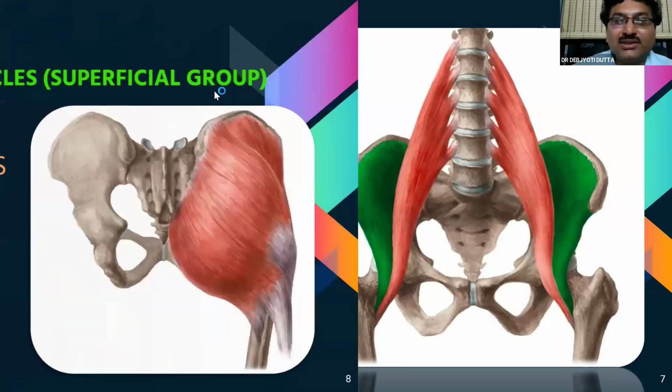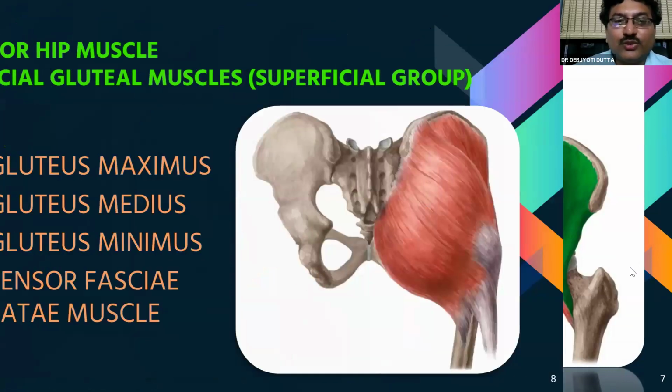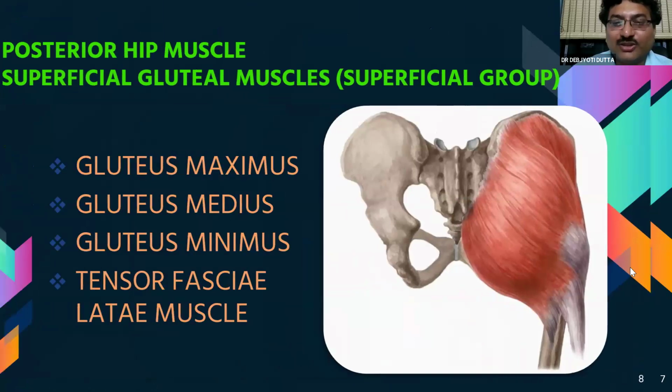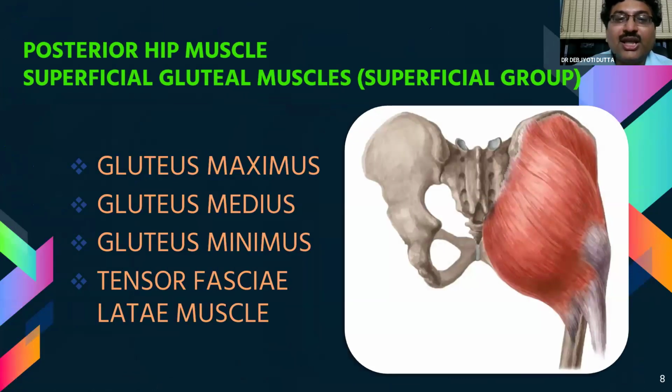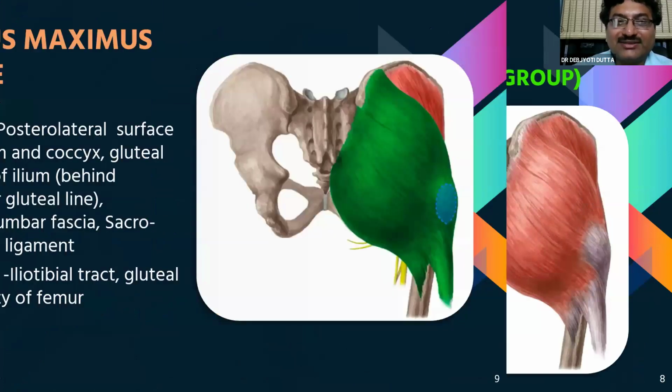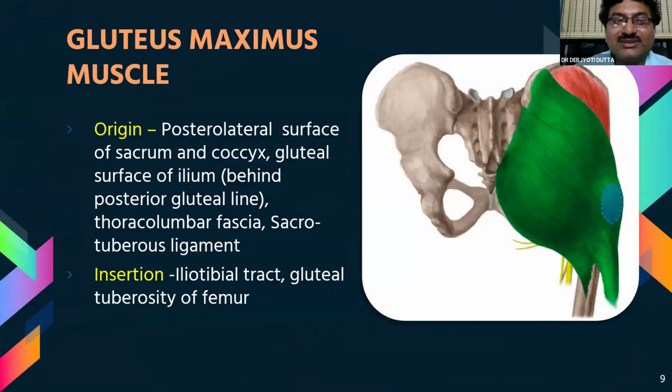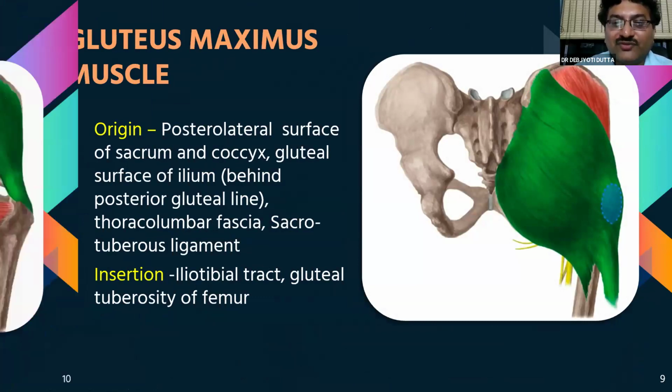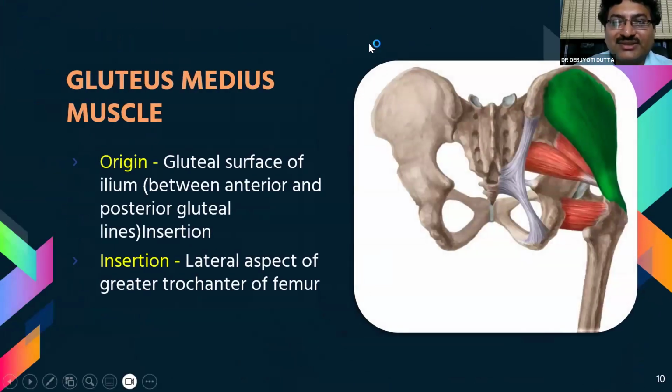Now moving towards the posterior side, we have the gluteus maximus, gluteus medius, and gluteus minimus, I have already told. And we have the tensor fascia lata slightly towards the anterior side. This is the gluteus maximus, arising from the margins of this big origin, and below it is attached to the gluteal tuberosity of the femur. This I have already discussed while we were discussing the osteology.